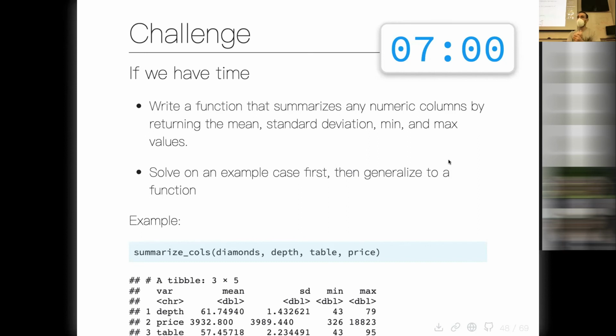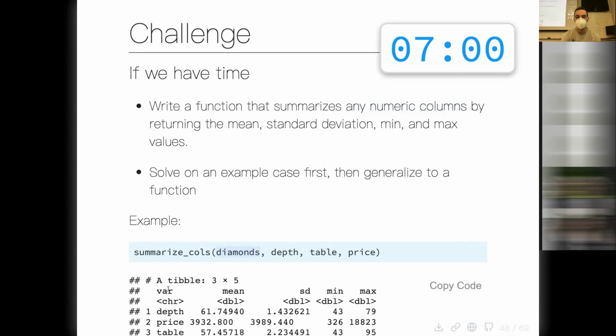And what I would like you to try to do is to write a function that summarizes any numeric columns by returning the mean, standard deviation, min, and max values. So what you should do for this is to use a data set. You could use diamonds if you wanted, for example, and then solve it on that data set, and then generalize it to a function.